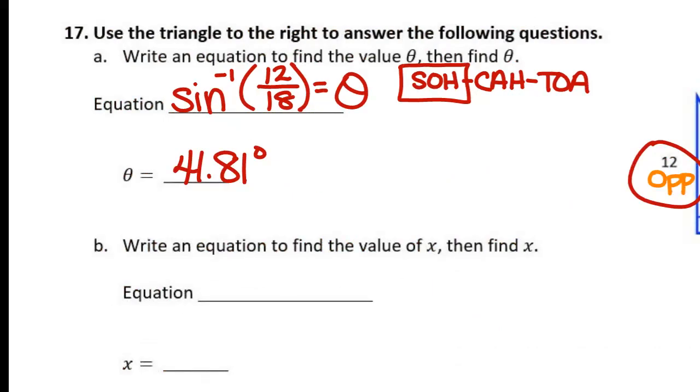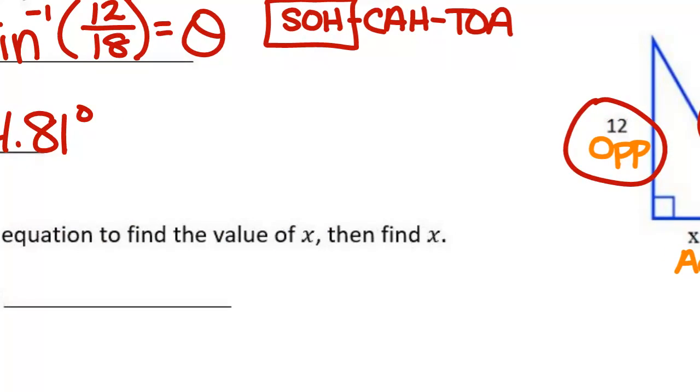Part B says write an equation to find the value of x, then find x. So there's a couple things that we could do. Now that we know what theta is, I could use cosine or tangent to find x. Or I can use something a little bit more familiar, something that you guys have known about since before geometry, but we have used so much in geometry. Pythagorean theorem. We can do a squared plus b squared equals c squared.